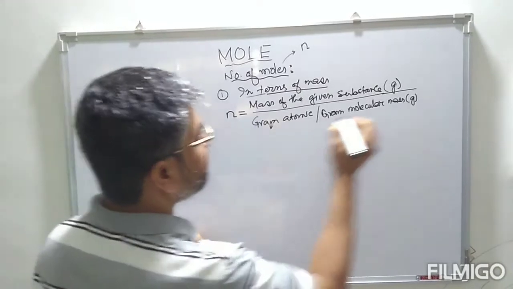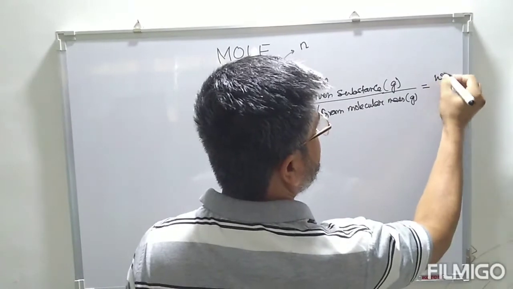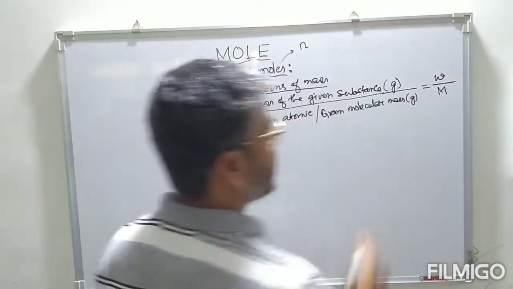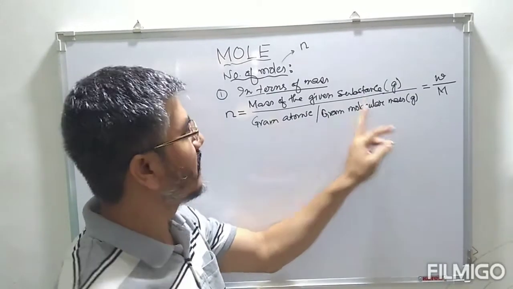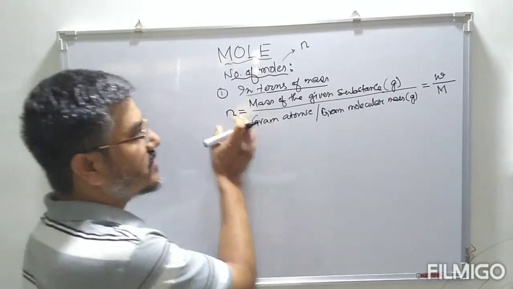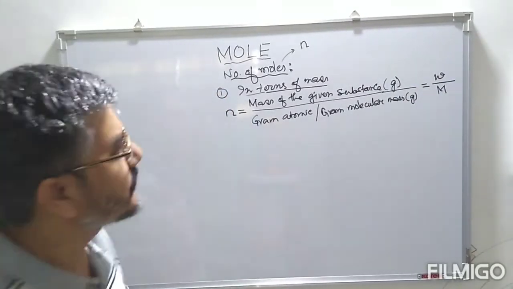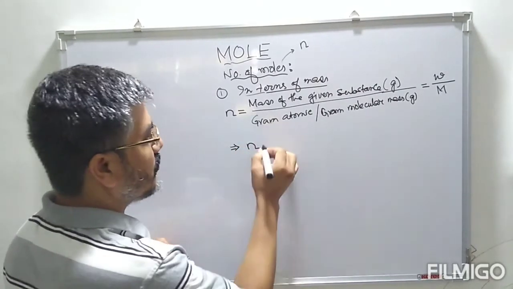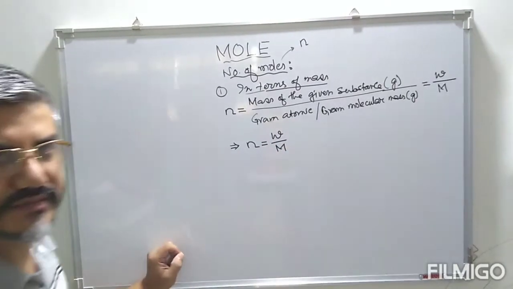So therefore look at this. Let the mass of the given substance be small w and the gram atomic or gram molecular mass be given by capital M. So capital M represents gram atomic mass or gram molecular mass, and w represents mass of the given substance. So we have a relationship: number of moles is mass of a given substance divided by its gram atomic mass or gram molecular mass. So this n, number of moles, is equal to mass divided by gram atomic mass.